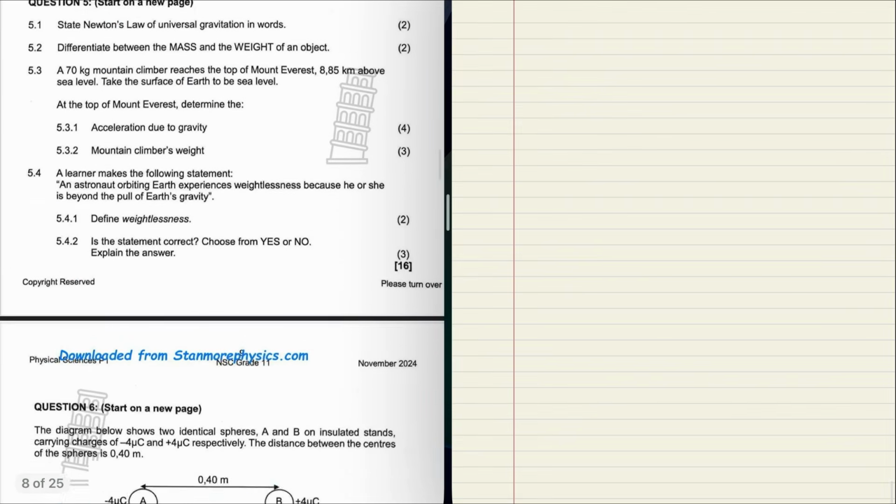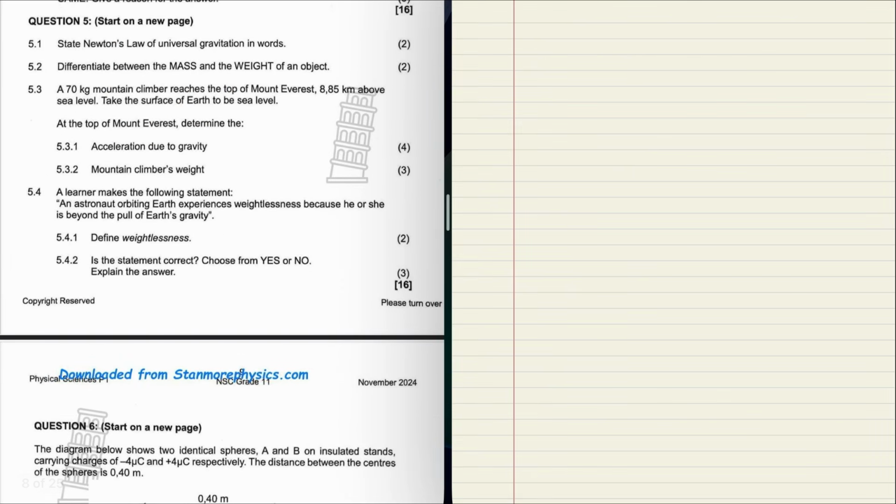Okay, let's move on to question number 5. Question 5.1, state Newton's third law. Okay, 5.2, differentiate between the mass and the weight of an object. Okay, this is quite straightforward. Mass is the amount of matter that's within an object, and the weight is the force at which the earth is attracting the object.